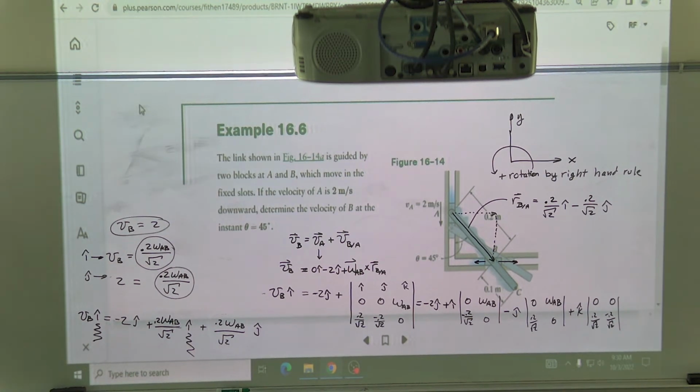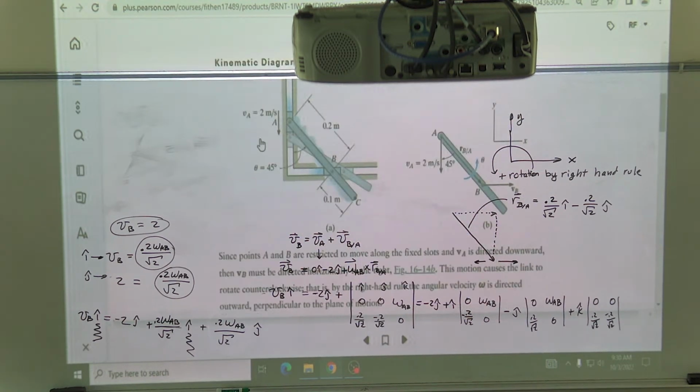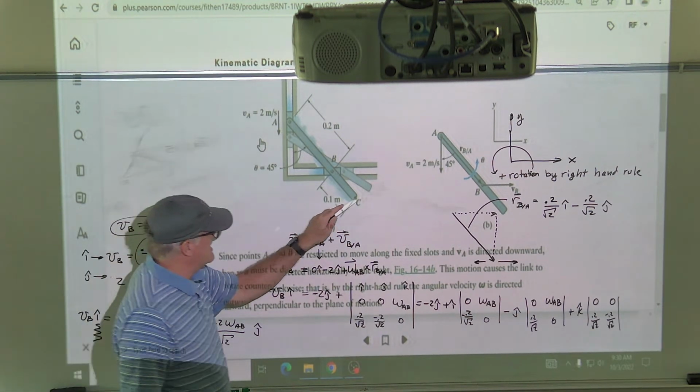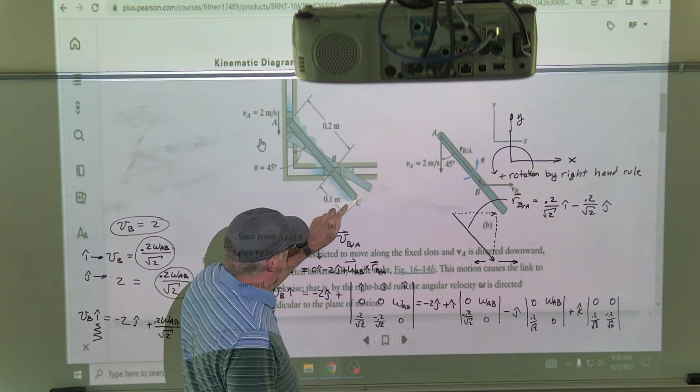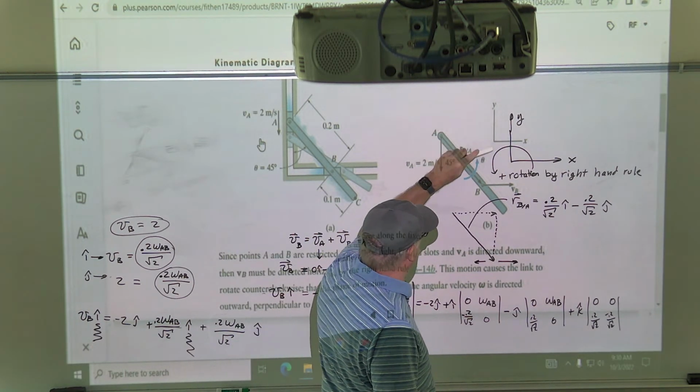Now, let me show you the way he tends to do it. Unless he's changed the way he's done it, let me show you the difference. First thing, he is actually going to also find the velocity at C, which we'll do in a little bit, but he's doing it this way. He puts his coordinate system on it.